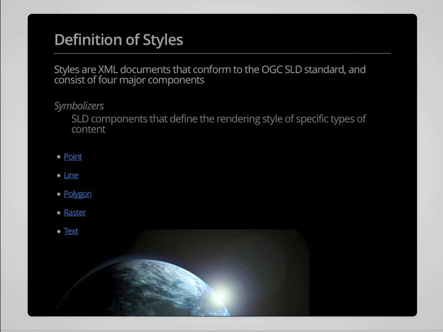So when defining styles, you are essentially creating an XML document that conforms to the SLD standard. And that document consists of four major components, the first of which are symbolizers that define the rendering style of specific geometry or content types, where those content types may be one of five kinds: points, lines, polygons, rasters, or text, where more detailed information about these symbolizers in the GeoServer documentation may be found at the links associated with each of these symbolizer types on the slide.